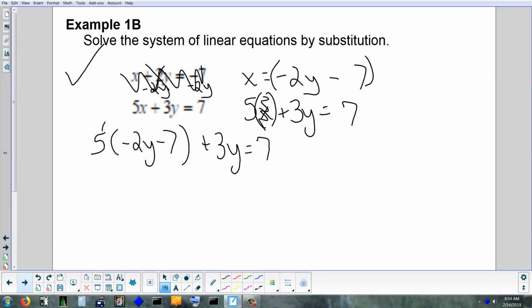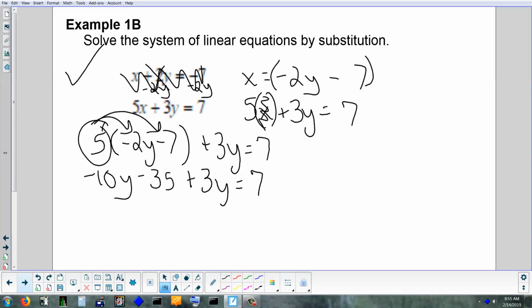Here's my parentheses. What number's on the outside? To the left of it. On this side. Oh, 5. 5's on the outside, right? So that's what I'm going to distribute in. When I distribute, what do I get? Someone tell me. Yusuf? Negative 10y. And then 5 times negative 7 is negative 35. Bring this stuff down.